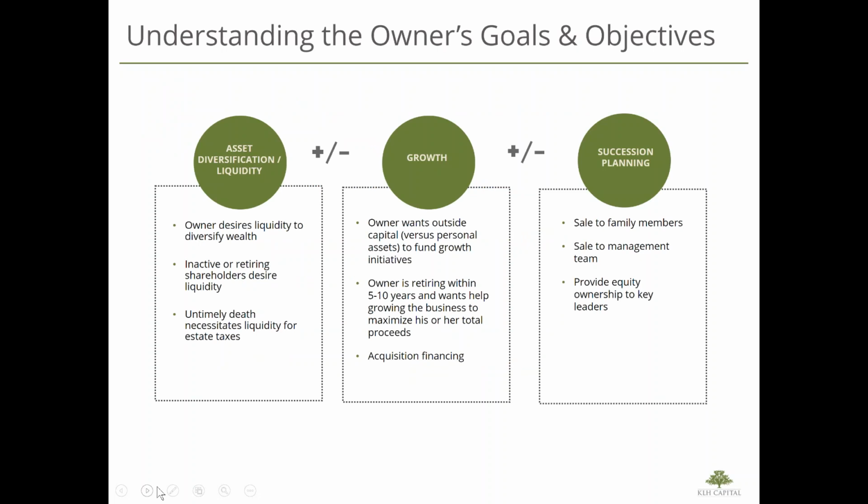So this really comes down to understanding the owner's goals and objectives. In our conversations, they're typically surrounded by three items: the desire to diversify your assets or get a liquidity event, maybe for one of the shareholders, maybe for all shareholders; somebody wanting to grow the business, whether that's a current shareholder or a couple of managers a couple of rungs down the org chart who want to take the business and continue growing; and lastly, succession planning. The key here is that there's typically one, two or three of these related items that are the driving force to facilitate a recapitalization.